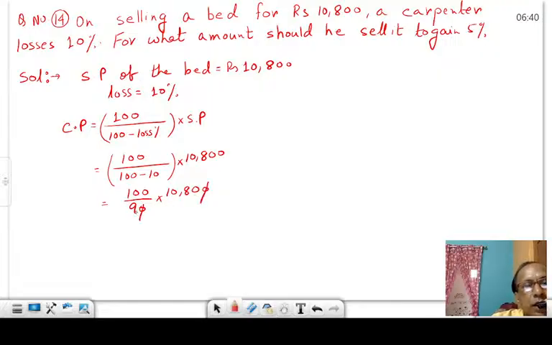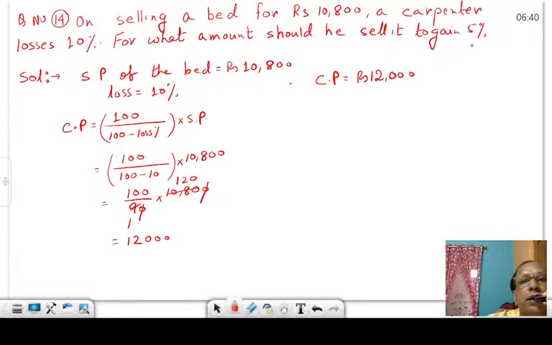Right? And dividing by 9: 9 1 is 9, 9 1 is 9, 18, 9 2 is 18, 0 1 20. Therefore, getting the value 120, 1,200. Therefore, here we find that the cost price is rupees 12,000.